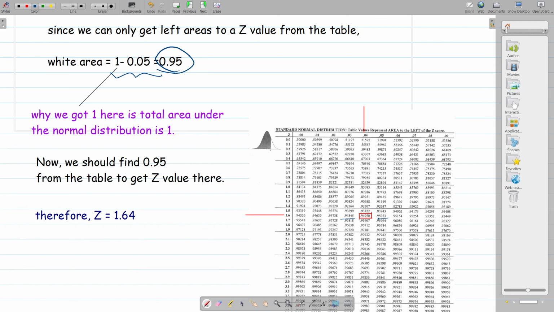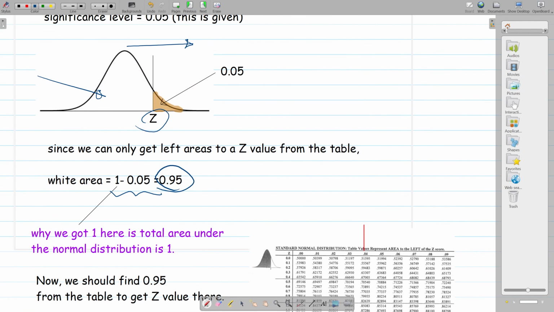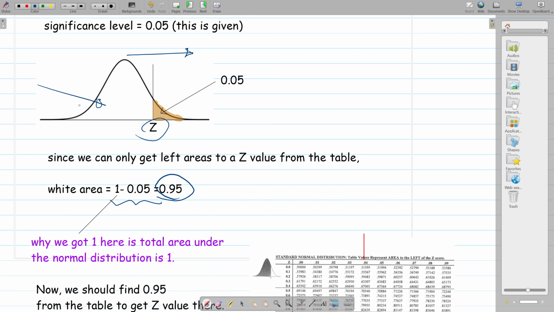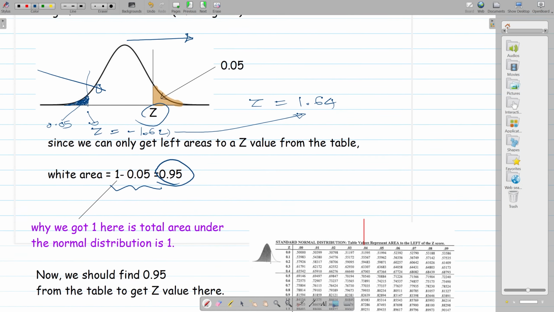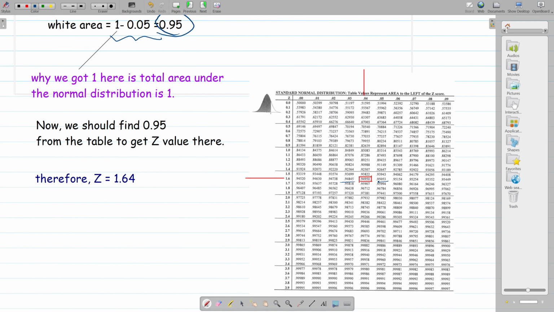In addition to that, you can find this using the symmetric property. Even if you color an area that is left to some Z value, which is going to be the area 0.05 over here, like last time we did for the left tail test, this is going to be minus 1.64. Since we colored the same area on the right side, now this Z should be 1.64, the positive value, because of the symmetric property of the normal distribution. Whichever way is convenient, you can use.